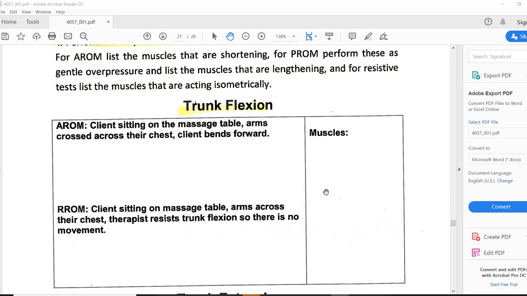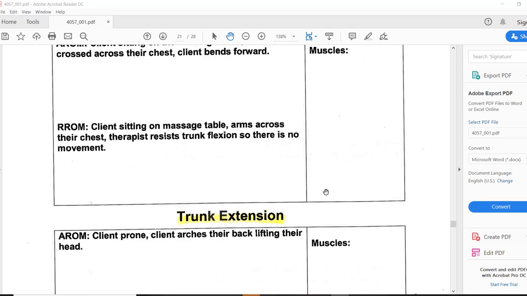So for AROM, the client is sitting on the massage table with their arms crossed across their chest, and the client is bending forward. For resistive range of movement, the client is sitting on a massage table with their arms crossed over their chest, and the therapist is resisting trunk flexion, so there is no movement.